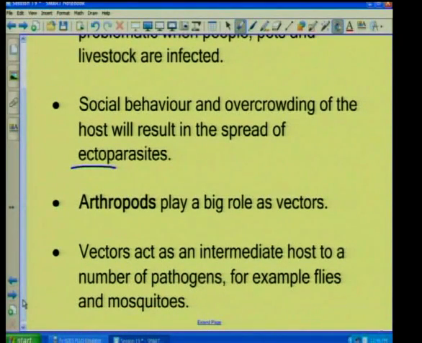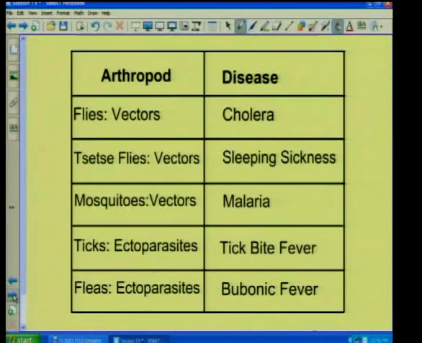Arthropods play a huge role as vectors. Now, vectors are anything that transmits disease. So they act as an intermediate host to a number of pathogens, or things that cause damage. For example, flies and mosquitoes. Flies are disgusting. But anyway, what I did was I drew up this table of an arthropod and the diseases. So you've got your flies as vectors.